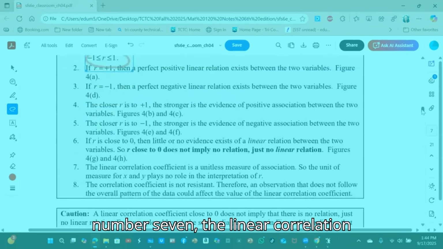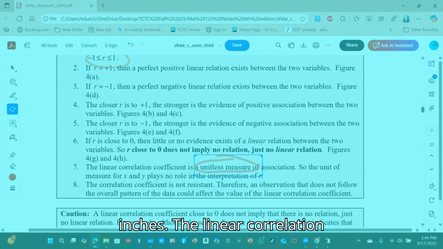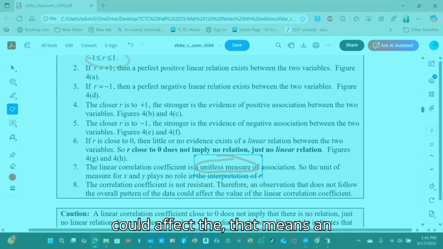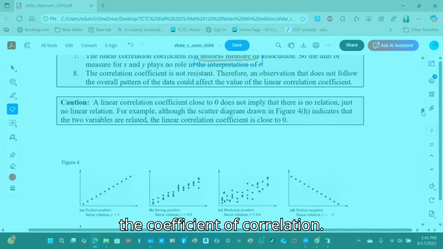Number 7, the linear correlation coefficient is unitless. In other words, it cannot be said to be in inches. It doesn't have a unit. So the unit of measure for X and Y plays no role. The correlation coefficient is not resistant. Therefore, an observation that does not follow the overall pattern of the data, that means an outlier, can affect the coefficient of correlation.